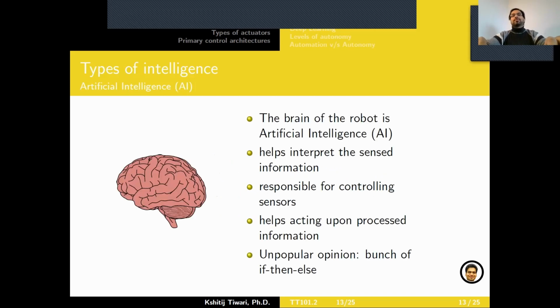Now come the buzzwords. I'm sure you might have heard about artificial intelligence by now. You could think about artificial intelligence as the brain. It helps to interpret the sensed information, is responsible for controlling the sensors, and helps act upon the information, a whole bunch of things depending on how smart and how detailed your programming is. And there's always an unpopular opinion where some people simplify the definition of AI to just a bunch of if-then-else statements, where if you don't have an if-then-else condition, then the robot doesn't know what to do.